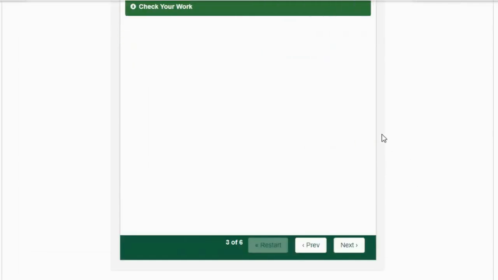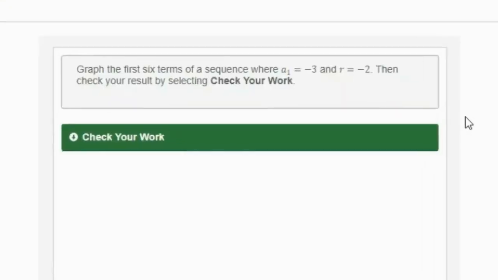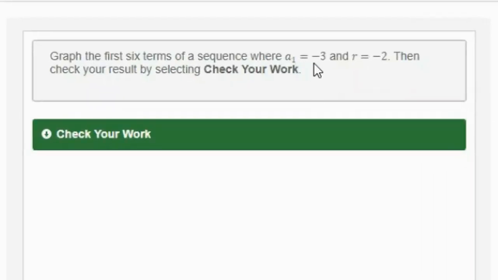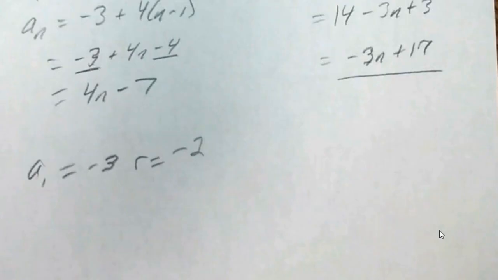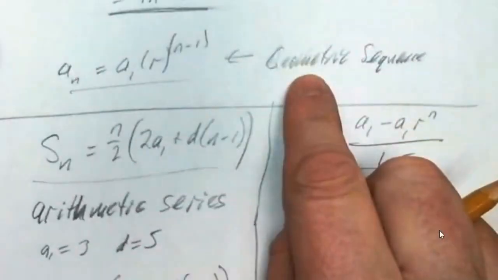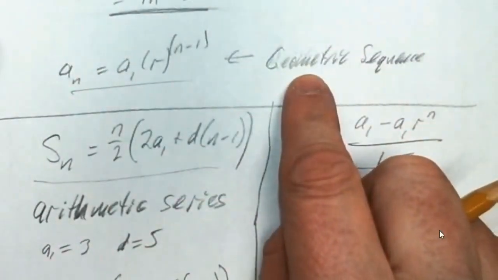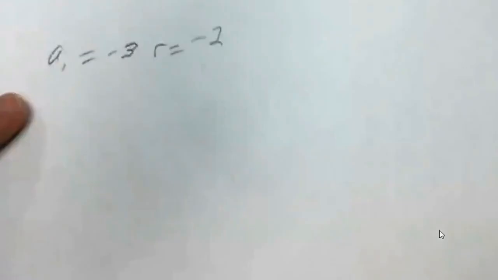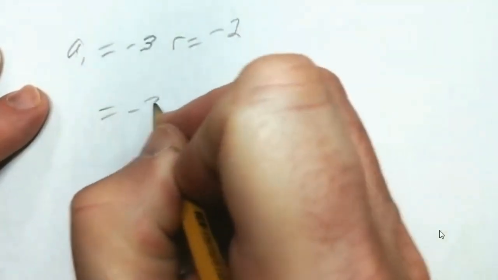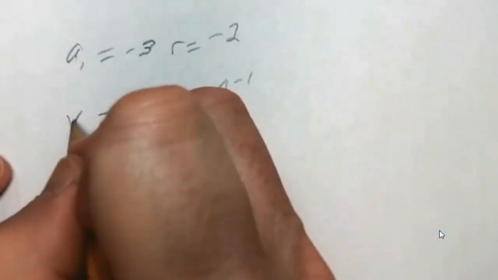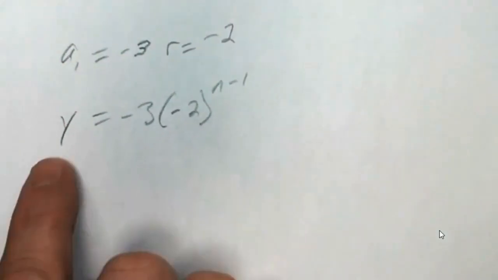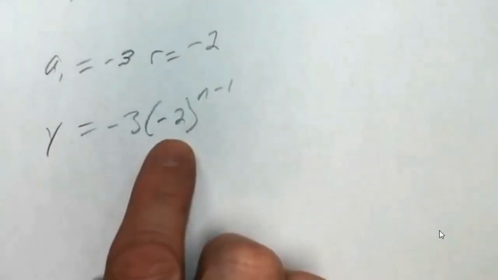Let's look at this one. Let's try another one. We're about to look at our assignment here in just a minute. Graph the first 6 terms of a sequence where A1 equals negative 3 and R equals negative 2. So that means I need a geometric sequence because they want the first 6 terms. A1 R^(n minus 1). Do y equals, because that's what I have to do on the graph. Negative 3, negative 2, n minus 1.